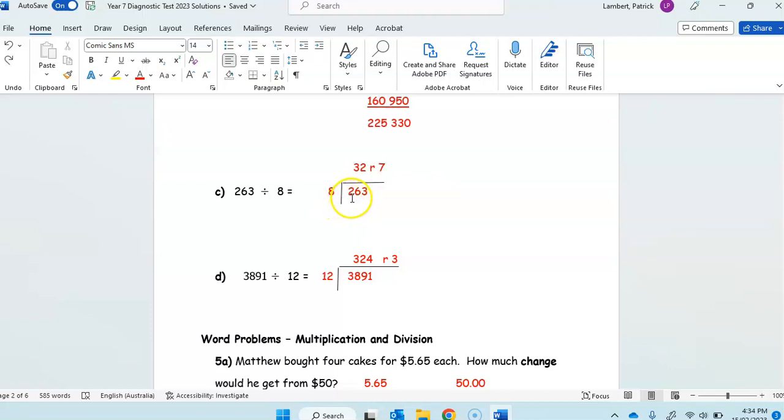8 into 2 won't go. 8 into 26 goes 3 times, 2 over. Into 22, into 23 goes twice, and 7 over. Remainder 7, simplest way to do it.